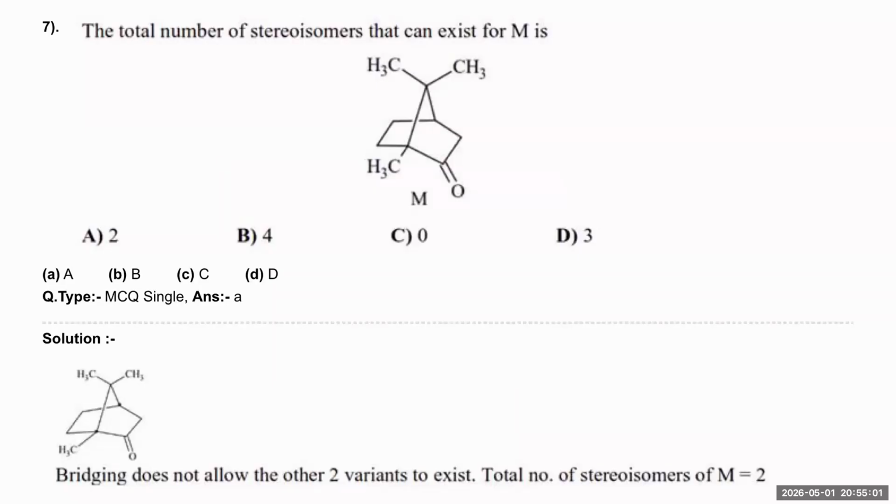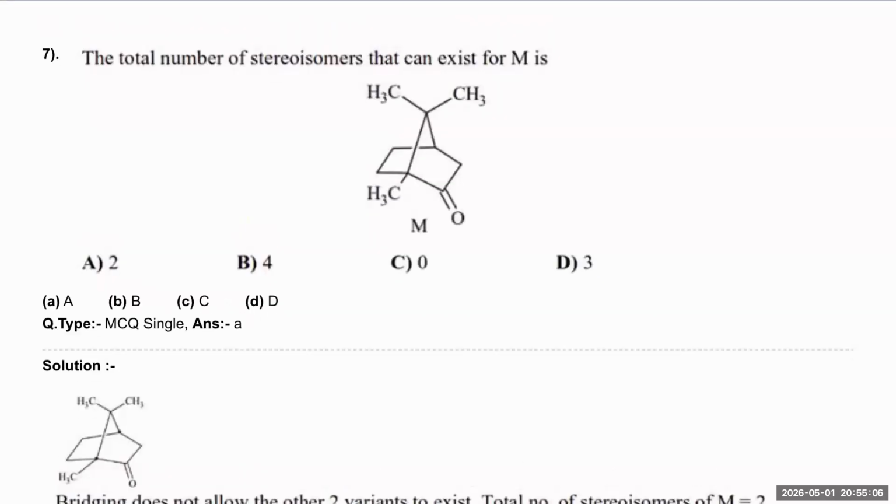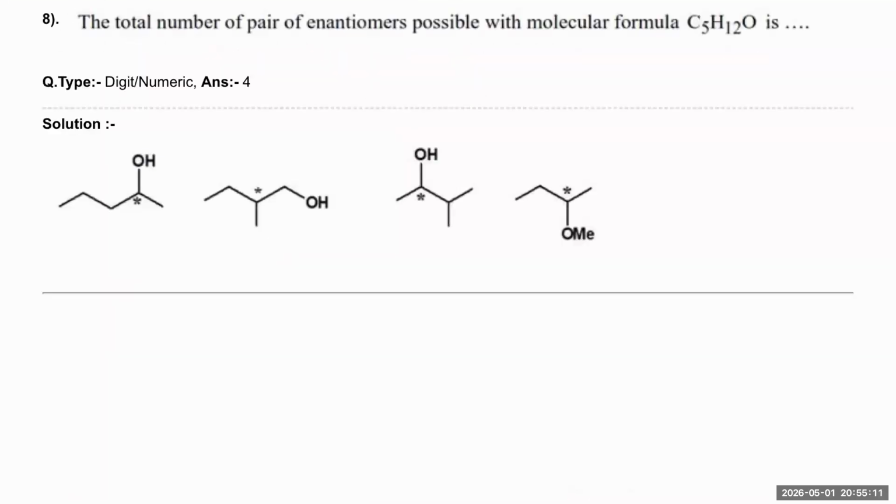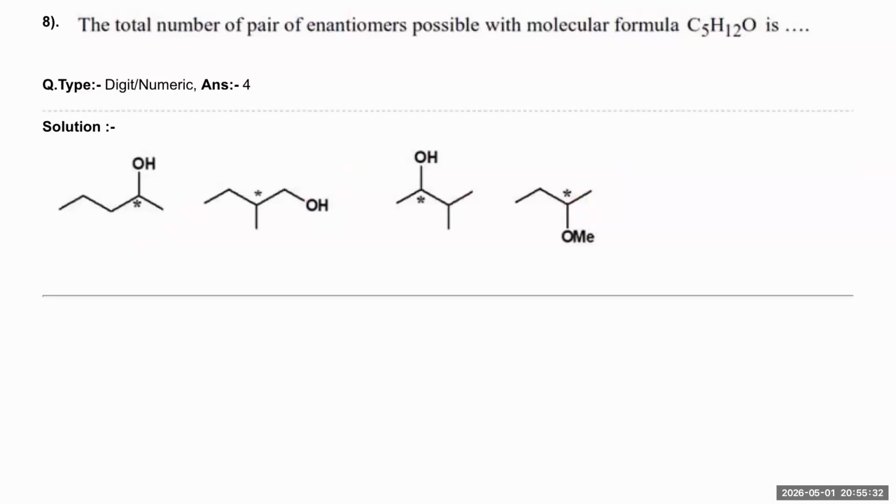Seventh one. All good? Number of pairs of enantiomers possible with C5H12O. We need to basically just write the alcohols and ethers which are possible with this molecular formula. Out of that, you can clearly notice that these are the four which are possible ones. You can just have a look at it. Does not require much of a discussion, I suppose.